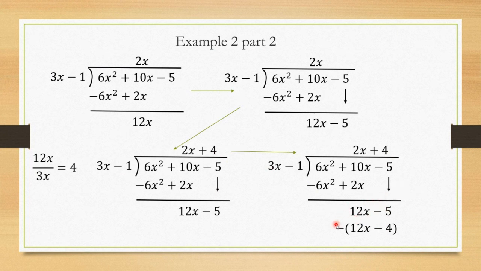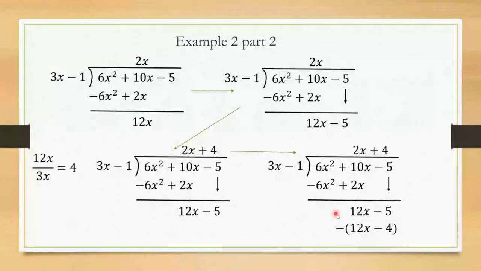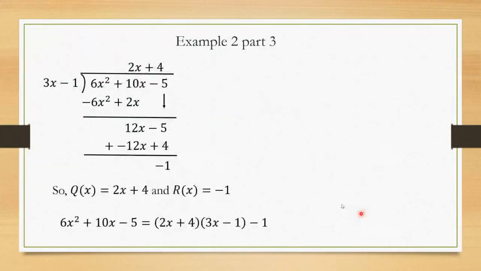And again, I like to distribute the minus. Right here, let me just write this way. We get minus 12x plus 4. And once you distribute, it becomes addition, like so. So the 12x's are gone. Minus 5 plus 4 is minus 1.